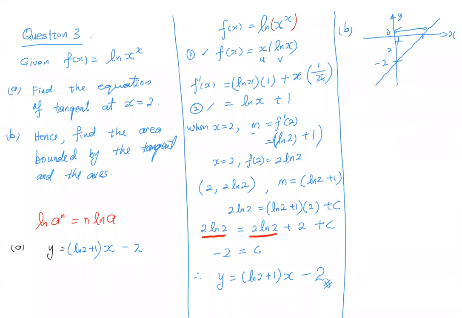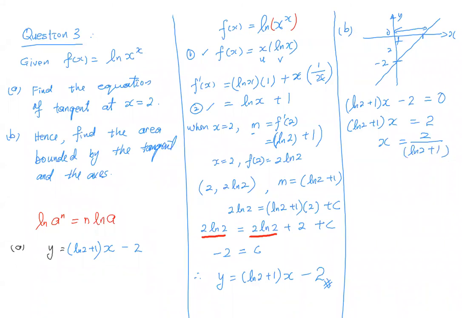y equals 0. Yeah, which y? The tangent. So I have to write (ln 2 + 1) times x - 2 equal to 0. So I have (ln 2 + 1) times x equal to 2. So my x-intercept is 2 over (ln 2 + 1).